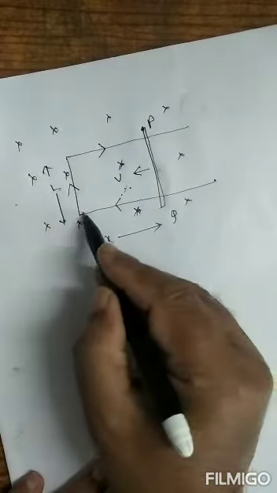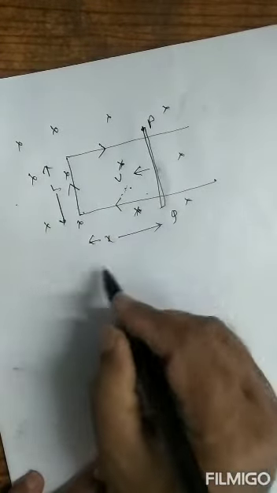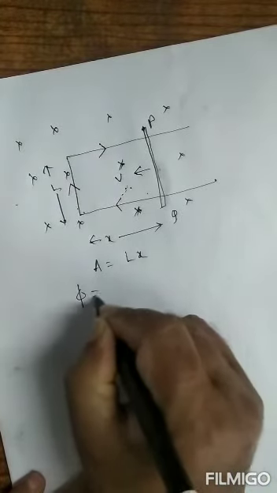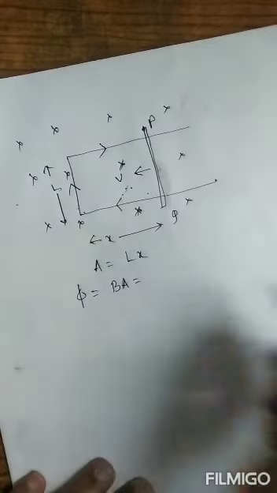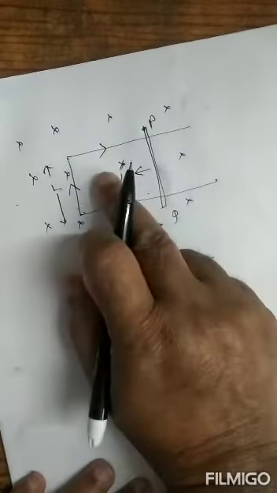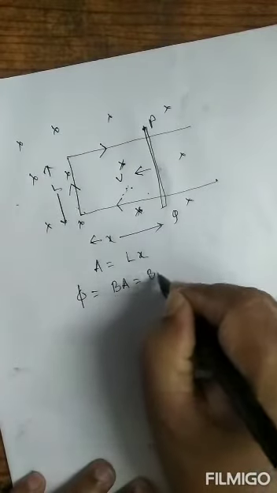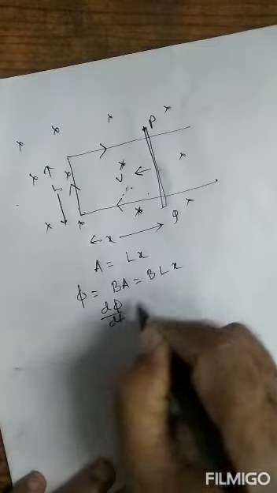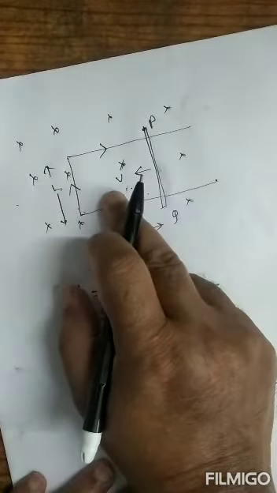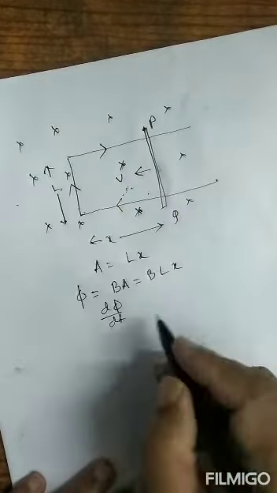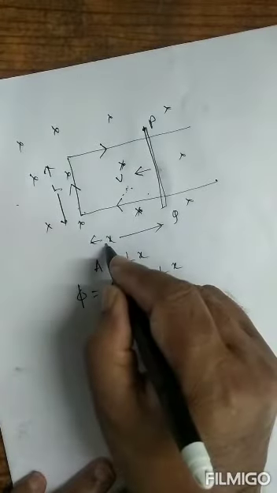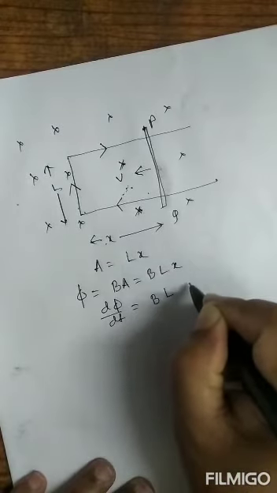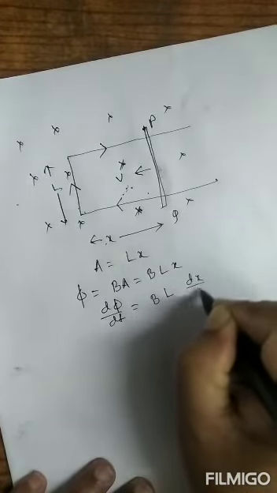Is it clear? This length is x, this is L. So what is the area of the loop? L into x. So what is the magnetic flux? The magnetic flux linked with this particular loop at any instant is BLx. So what is d phi by dt? Because if this conductor moves in this direction, the effective area decreases. Why? Because x decreases. So therefore d phi by dt is BL dx by dt.